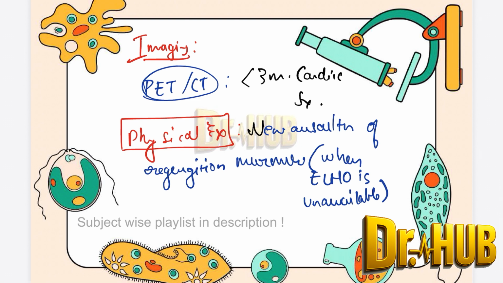So this was all about the Duke's criteria, modified Duke's criteria for infective endocarditis.